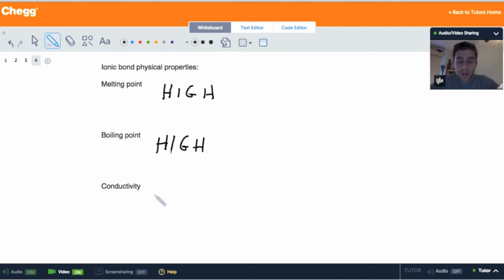Now the conductivity is how well it conducts electricity. Ions, you can imagine, conduct electricity pretty well because they're charged particles. So it is very conductive.